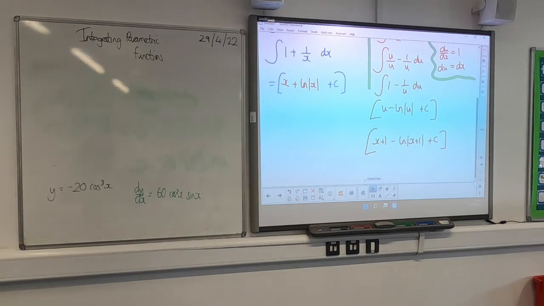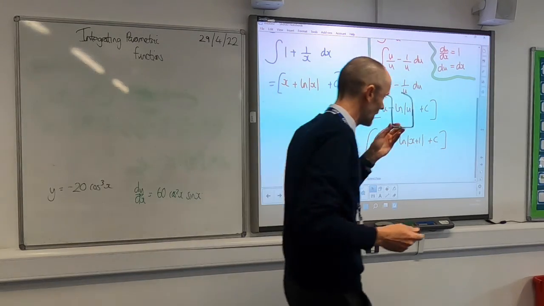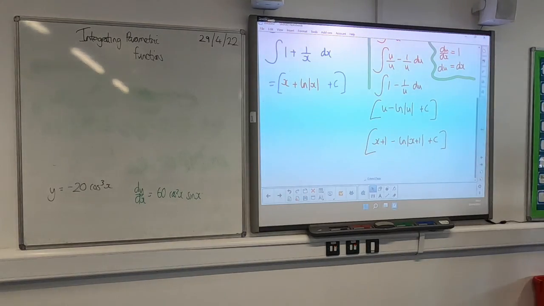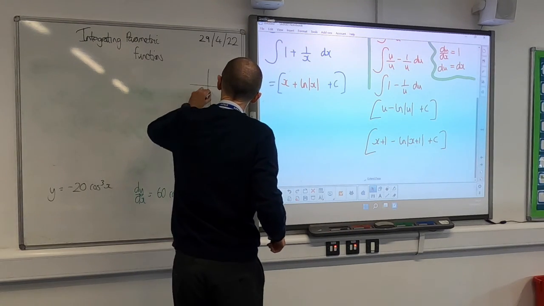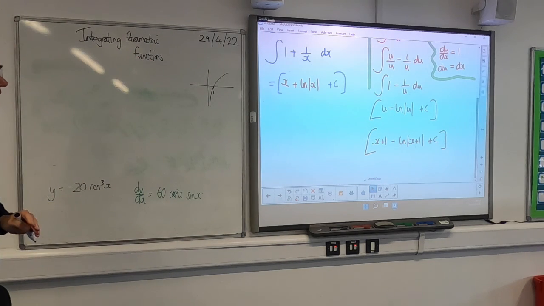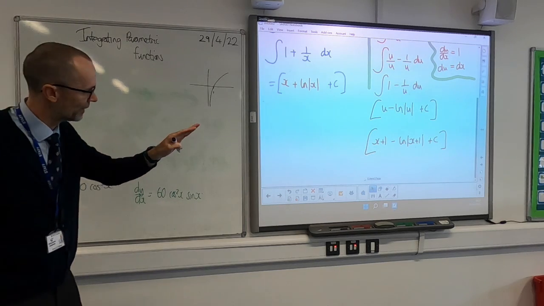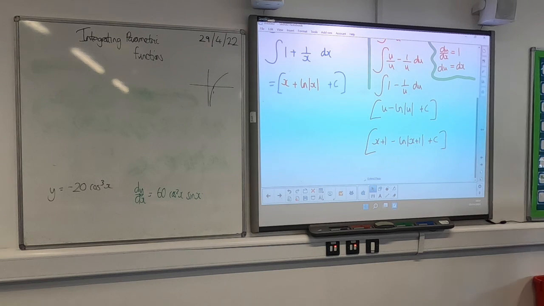Yeah, sorry. Why is it that we need to put in the modulus sign? We can't log a negative number. So the graph of ln of x looks like this. So you can't log a negative number, so we need to make sure that when we're substituting values in, we don't fall foul of that. Right.